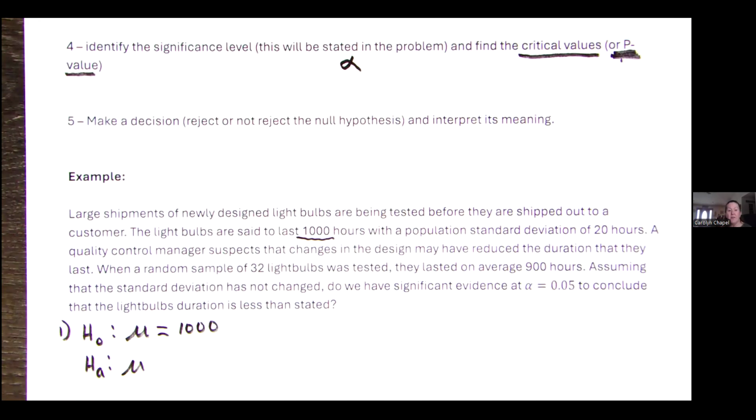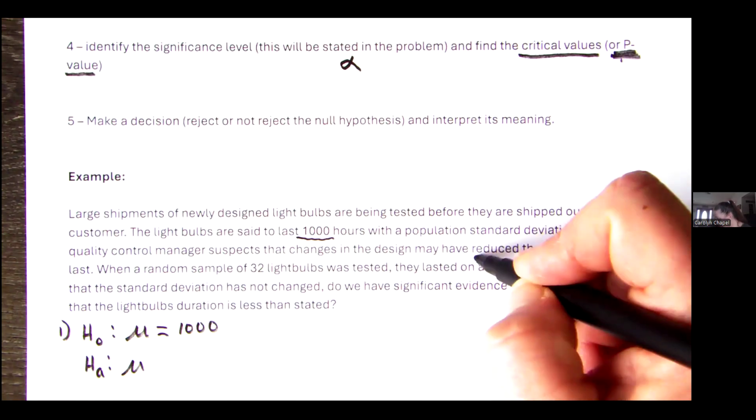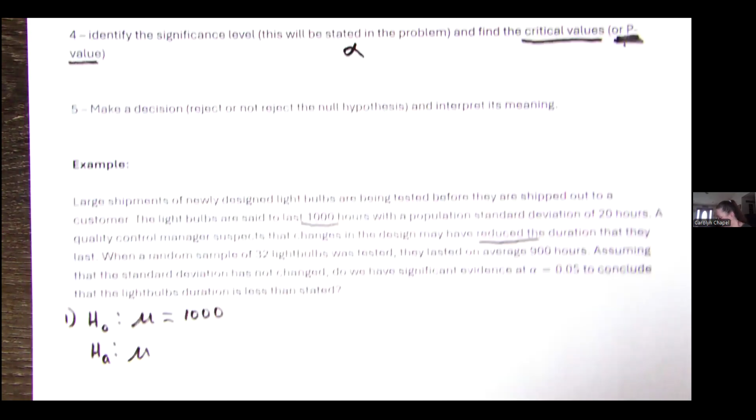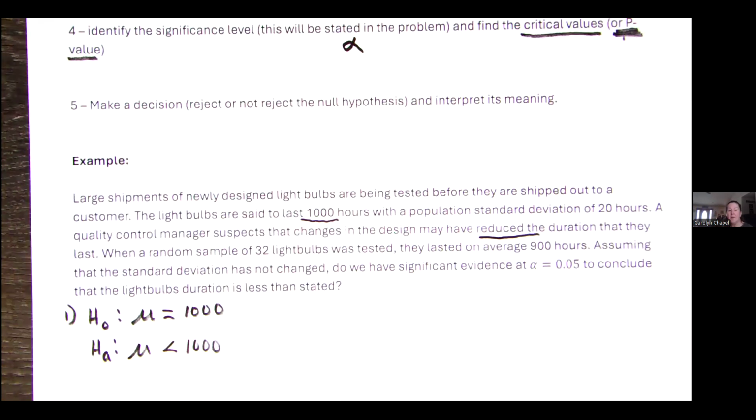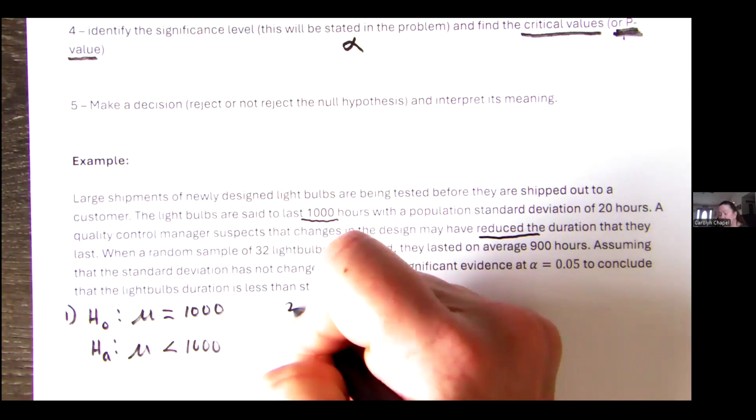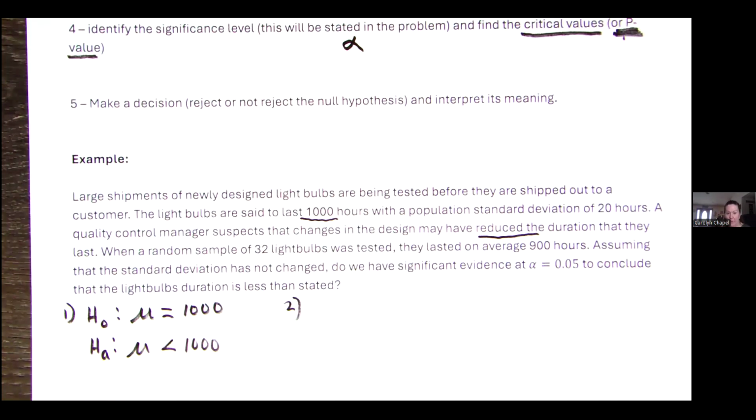So we're going to have 1,000. However, this quality control manager thinks that time has been reduced. So less than 1,000 hours. So that's step 1. Step 2 is to determine what test we're going to run.